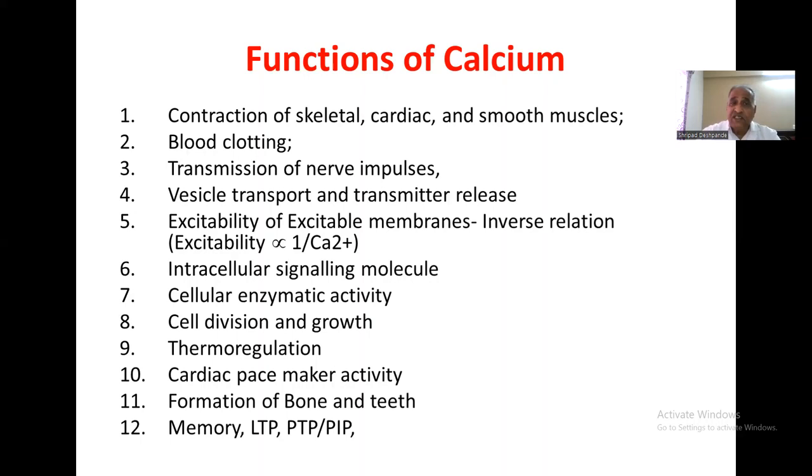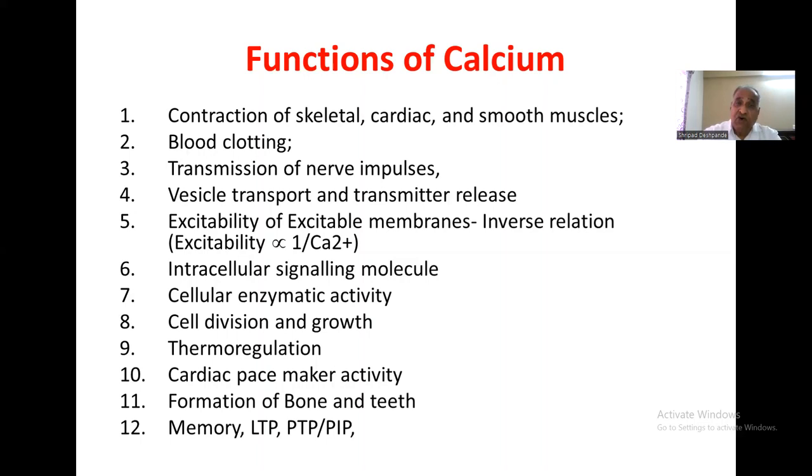Calcium is necessary for the excitability of the excitable membrane. You can see that the excitability is inversely related to the calcium. So a low calcium level increases the excitability of the excitable membrane. Because of this increase, you will find irritability, hyperexcitability, tetany, and laryngeal spasms. All those things you will see because of hypocalcemia. Calcium is one of the components of the intracellular signaling molecules, especially calcium calmodulin, or intracellular calcium released because of the PLC IP3 mechanisms.